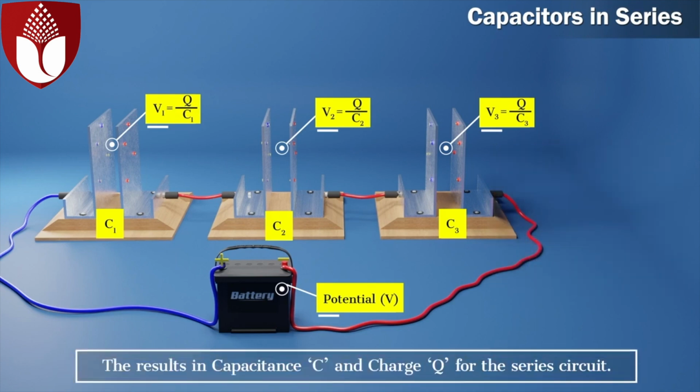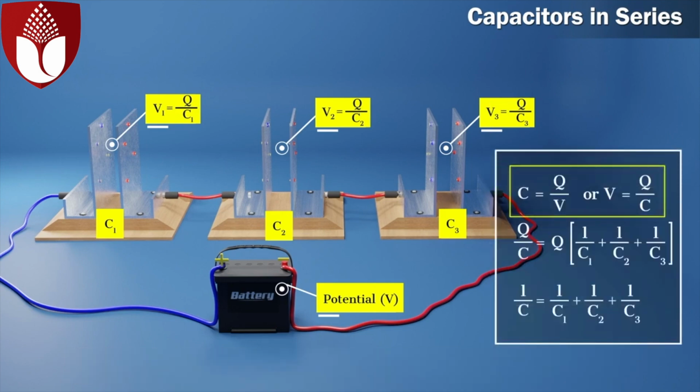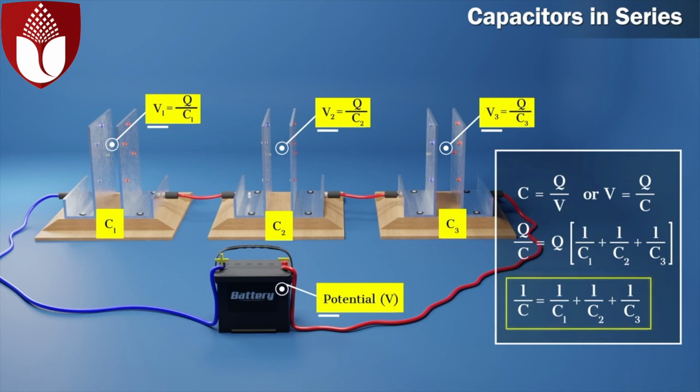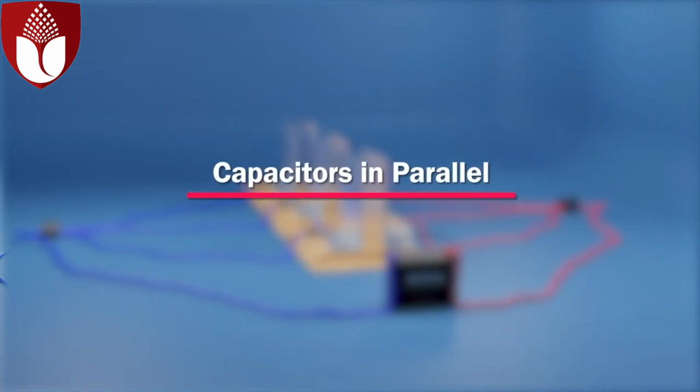This results in capacitance C and charge Q for the series circuit. Therefore, C is equal to Q by V, or V is equal to Q by C. From the above equations, Q by C is equal to Q into 1 by C1 plus 1 by C2 plus 1 by C3. In the series connection, 1 by C is equal to 1 by C1 plus 1 by C2 plus 1 by C3.